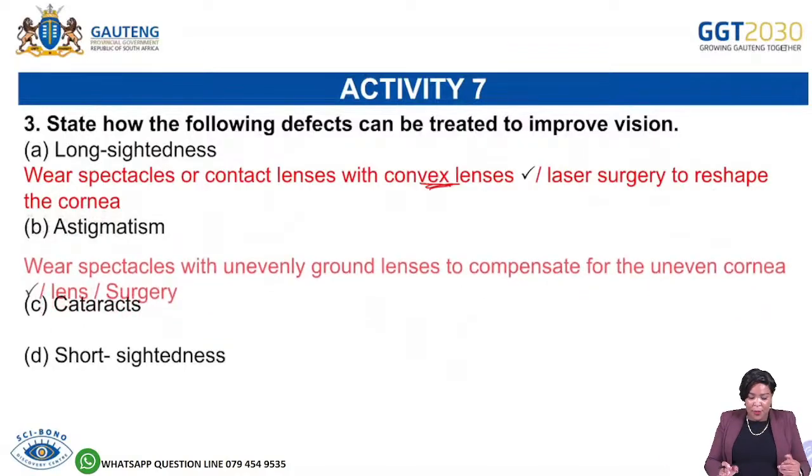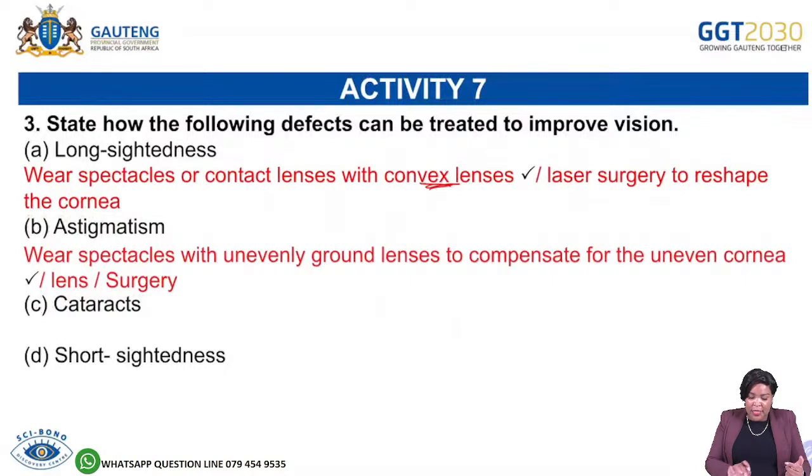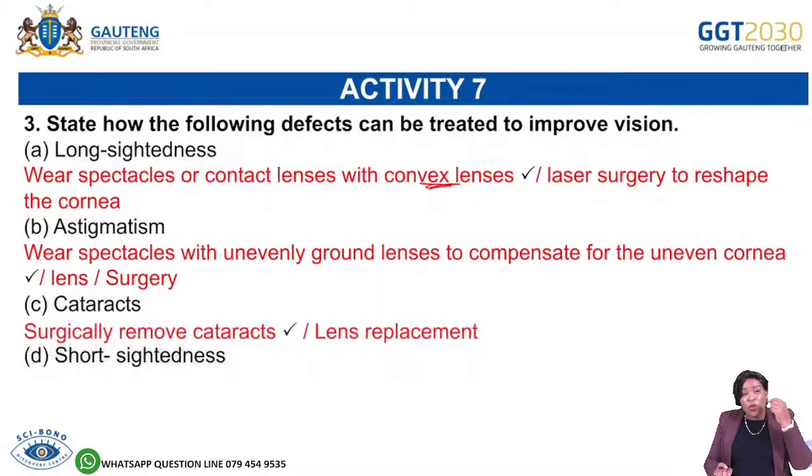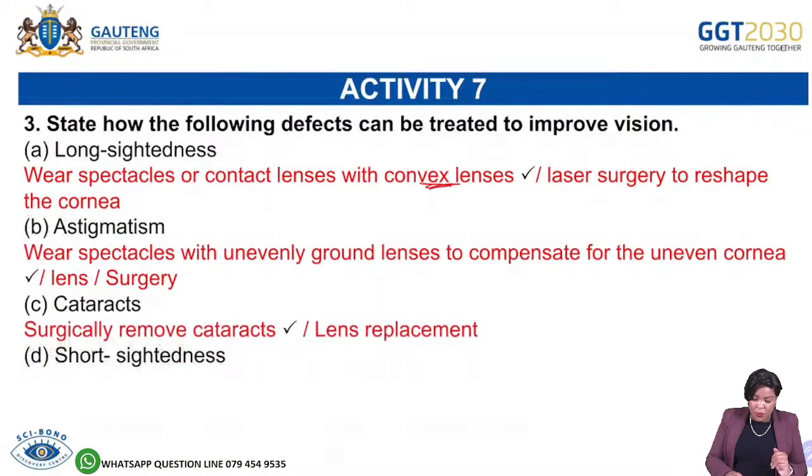Then astigmatism, you can also wear spectacles with unevenly ground lenses. Remember, why is it uneven? Because the person suffering from astigmatism already has some unevenness in their cornea or their lens. So you bring a lens that is going to compensate for where it is going in or outwards, so you give an uneven lens to compensate for the uneven cornea. Or you can do surgery. Cataracts, you remove the cataracts, or you can replace the lens altogether.